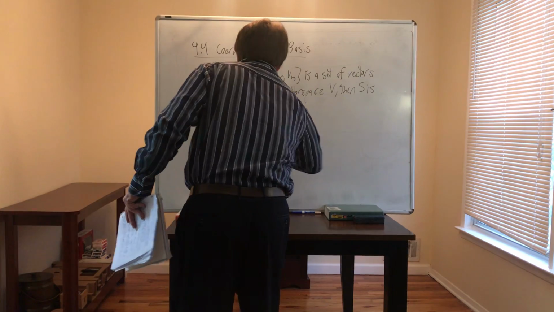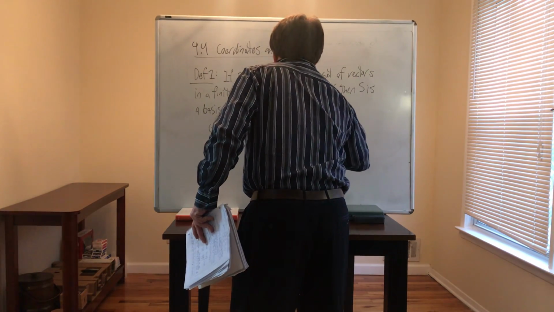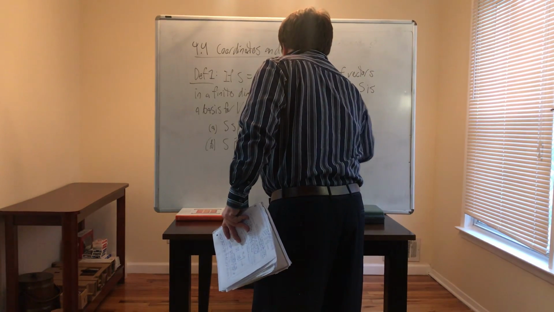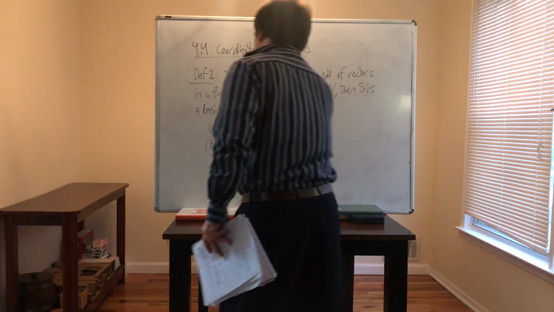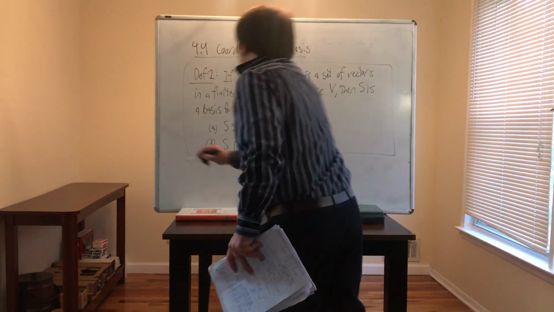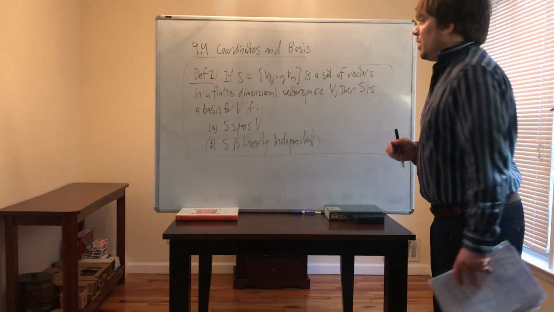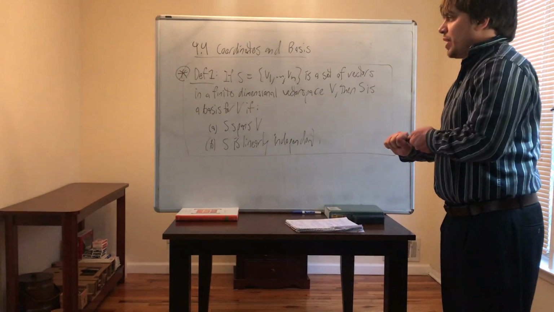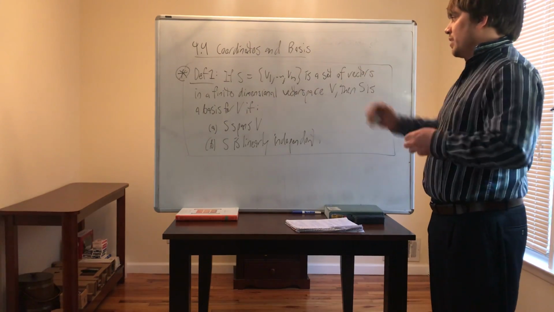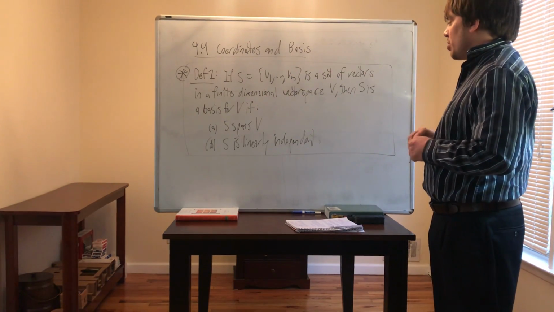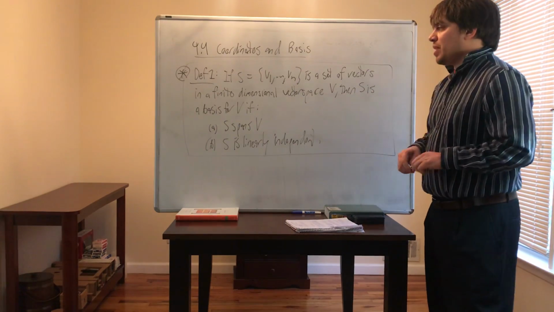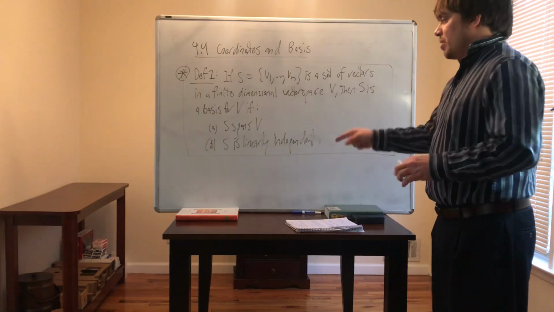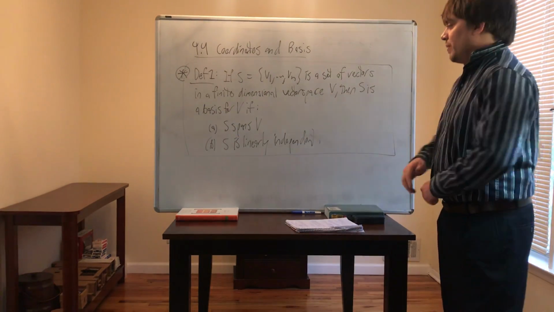This is really important, and so I'm going to star this after I box it. Okay, so this is definition 1 in 4.4, and I'm going to star it because this is extremely important. If capital S is a set of vectors in a finite dimensional vector space capital V, then capital S is a basis for V if A, S spans V, and B, capital S is linearly independent.